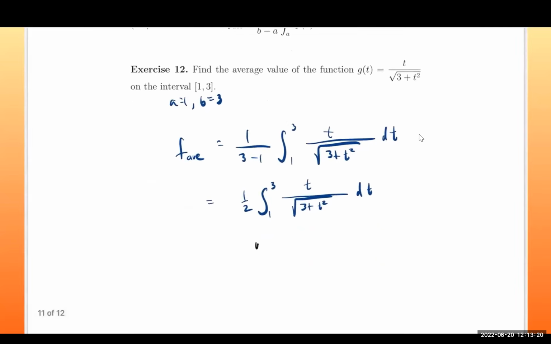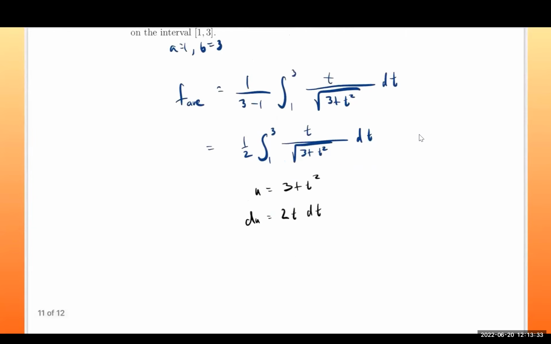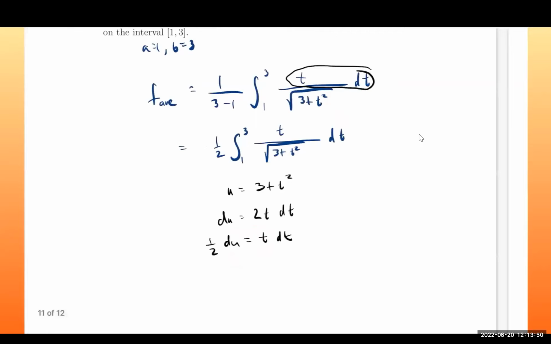So I'm going to let u be the radicand, which is 3 plus t squared. And then when I differentiate, I'm going to get 2t dt. And then I have to get rid of the 2. That means I'm going to divide both sides by 2. So it'll be t dt. So as you can see, I'm going to substitute this out and replace it with 1/2 du. This is going to become the square root of u.